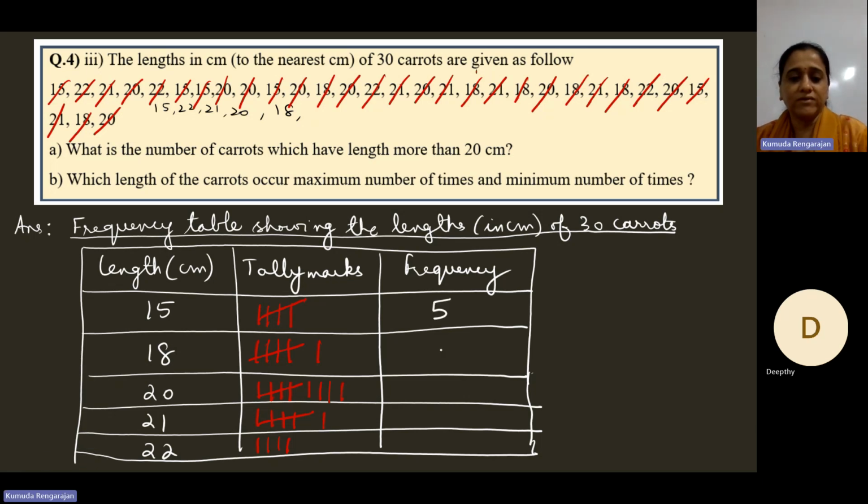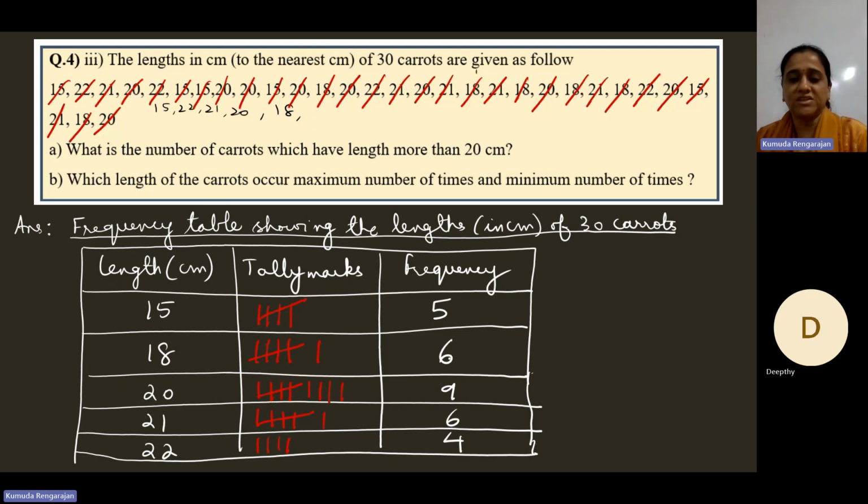So frequency 5. What's the frequency here? Next. Loud and fast. 9. Next.